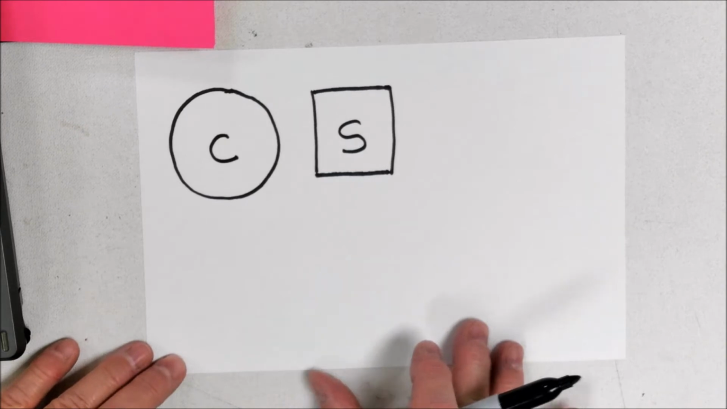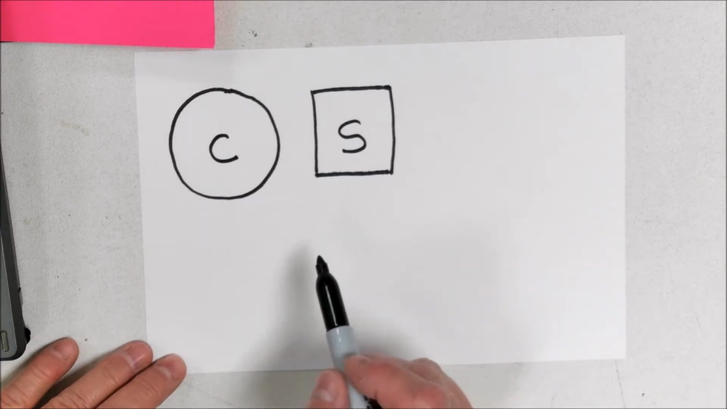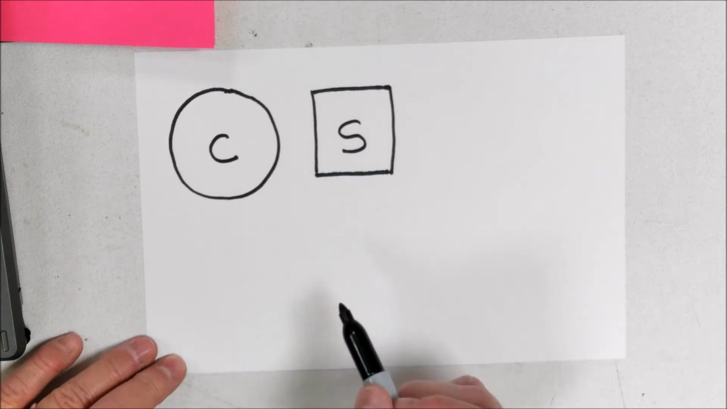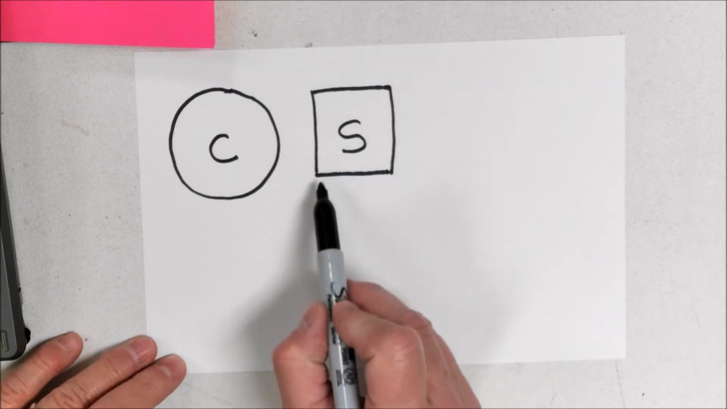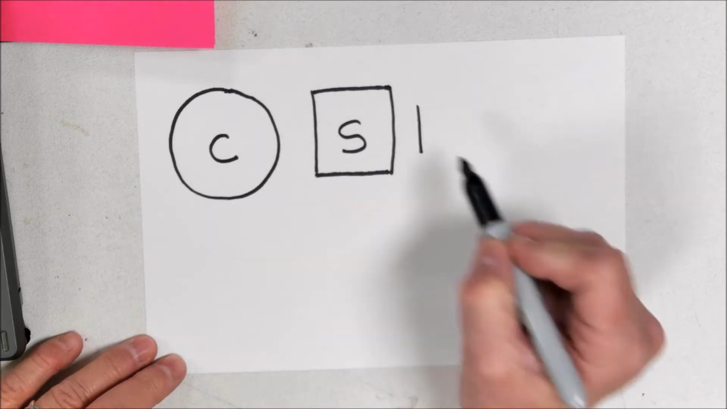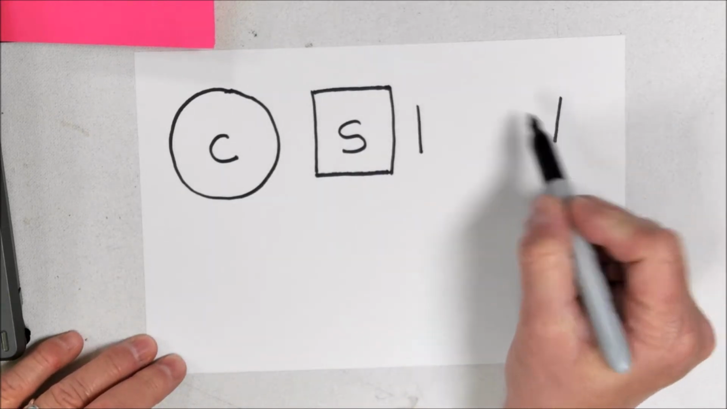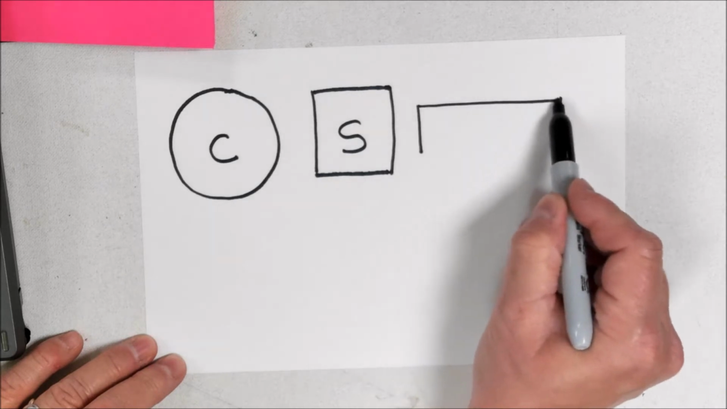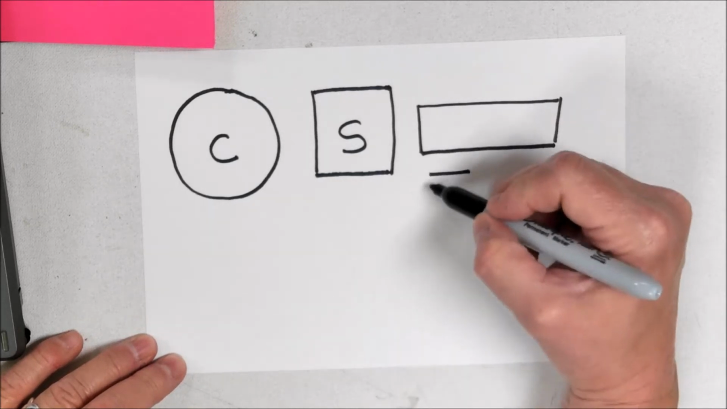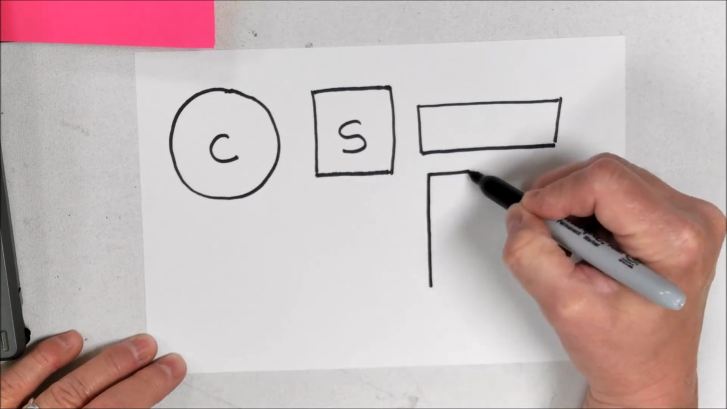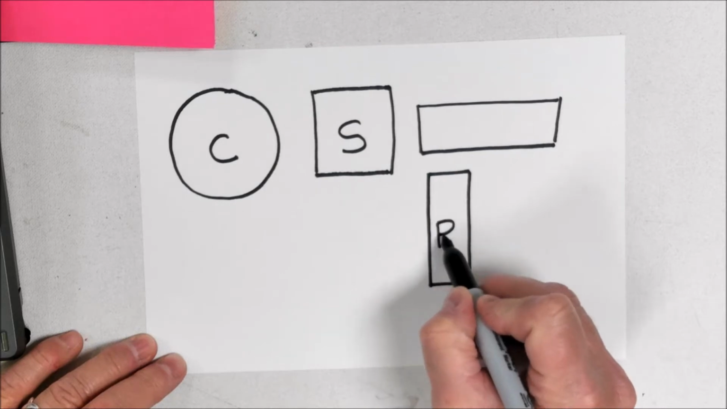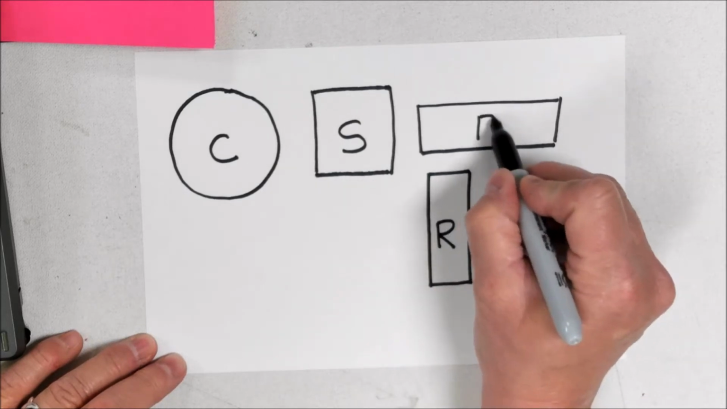And then we're going to do two other shapes. Another shape that is really close to a square is called a rectangle. A rectangle also has four straight sides, but two of those sides are short and two of those sides are long, like this. And a rectangle can also stand on its end and go this direction. So a rectangle starts with the letter R for rectangle.